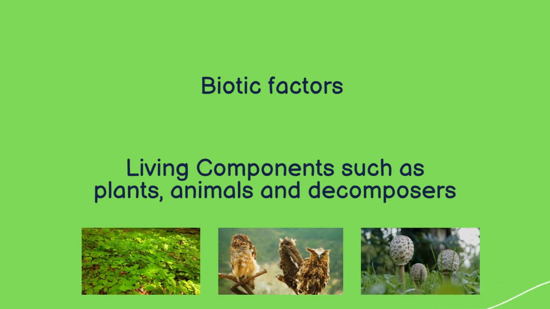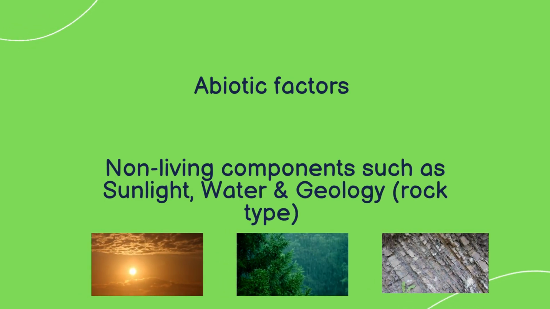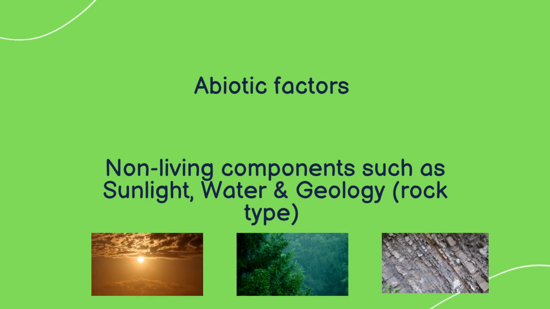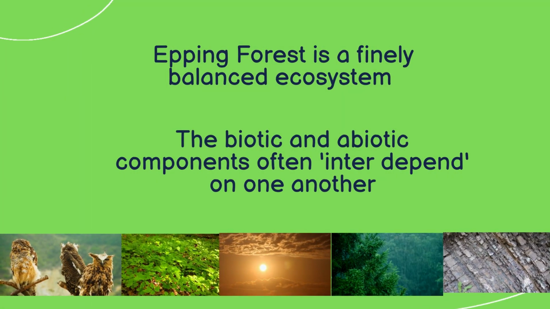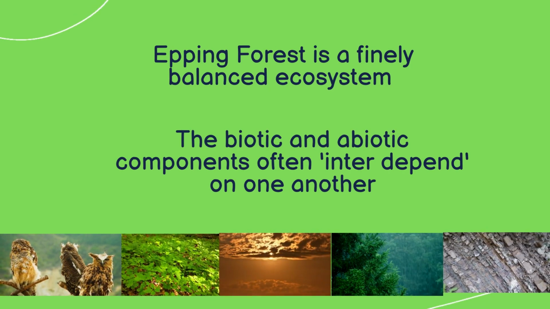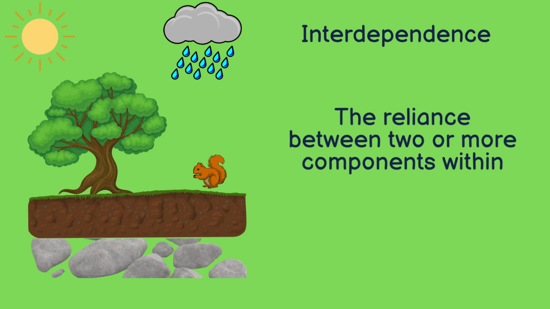Whereas abiotic factors are non-living components. This could include sunlight, water, and the geology. So ecosystems like Epping Forest, they are finely balanced, and the biotic and abiotic factors often have interdependence with each other. Interdependence is the reliance between two or more components within the ecosystem.